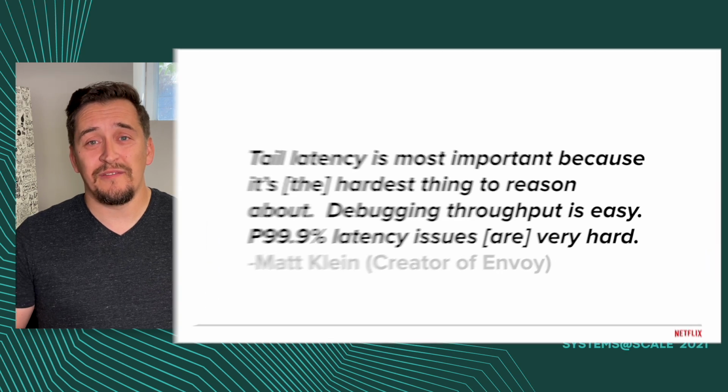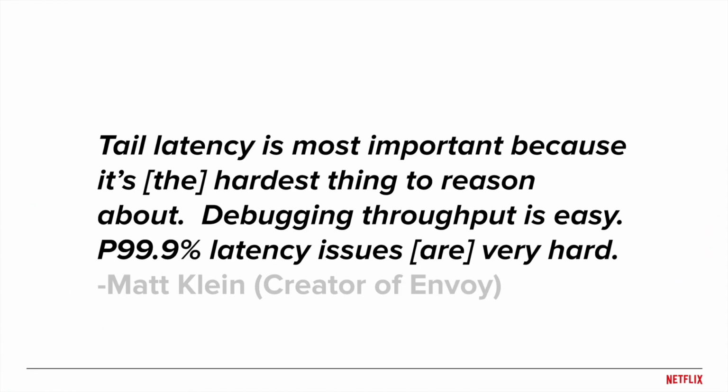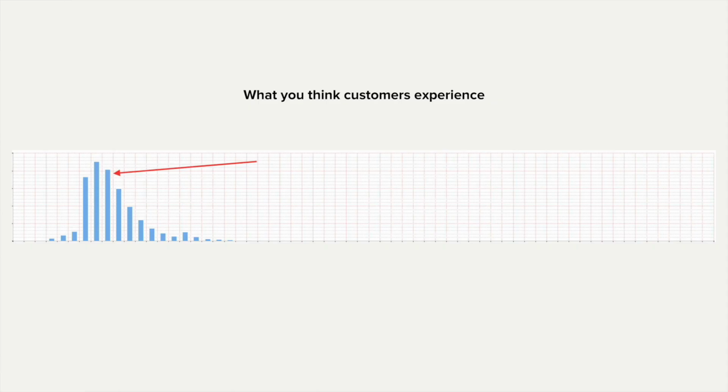We can see here from this quote, this is from Matt Klein. He's the creator of Envoy, which is a load balancing proxy that's very popular in open source. He says, tail latency is most important because it's the hardest thing to reason about. Debugging throughput is easy, but P99.9 latency issues are very hard. We're going to talk a little bit about why that is and some of the solutions that we've come up with.